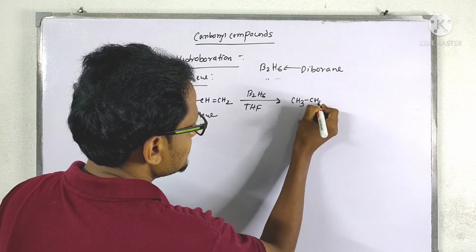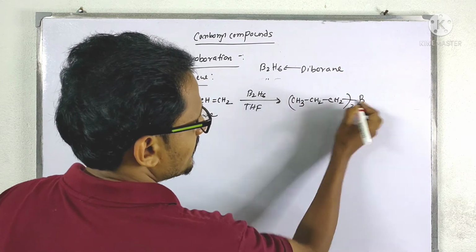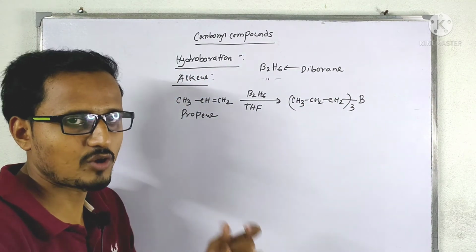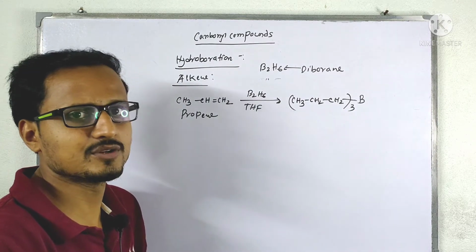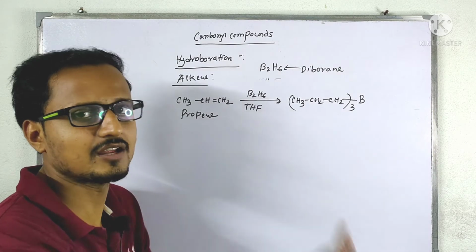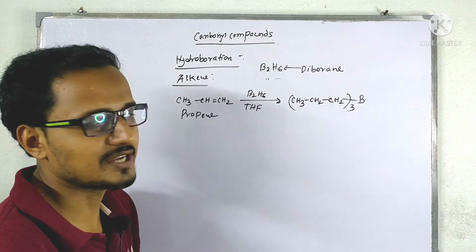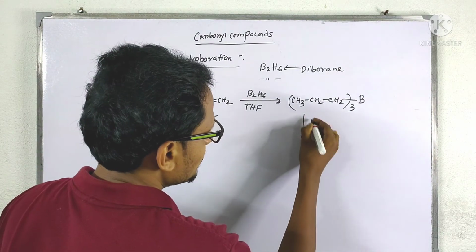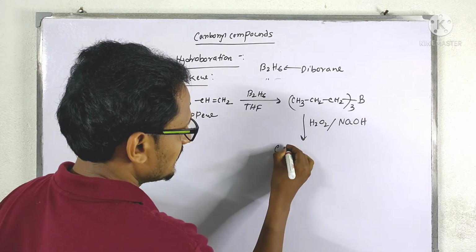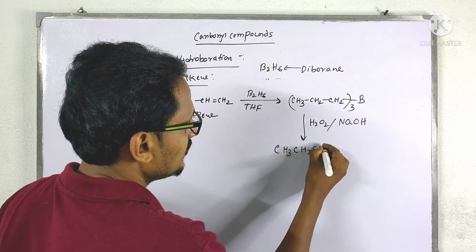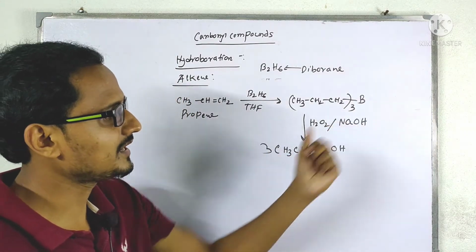CH3CH2CH2 will be attached 3 times to that boron, giving trialkyl borane. First, one hydrogen will be replaced by CH3CH2CH2, then another hydrogen will be replaced by CH3CH2CH2, then another hydrogen of BH3 will be replaced by CH3CH2CH2 to form trialkyl borane. Now this trialkyl borane, when it reacts with H2O2 in presence of sodium hydroxide, will generate 3 moles of alcohol. That means this will form alcohol.